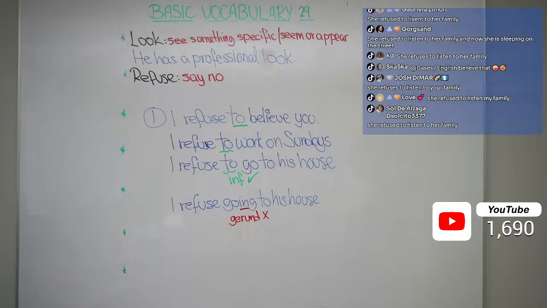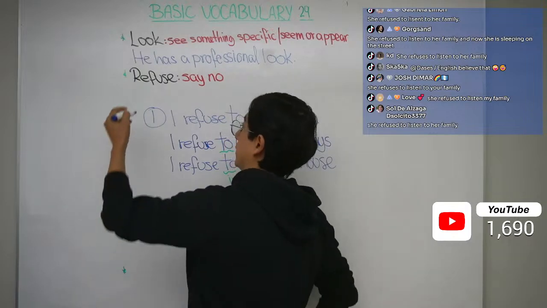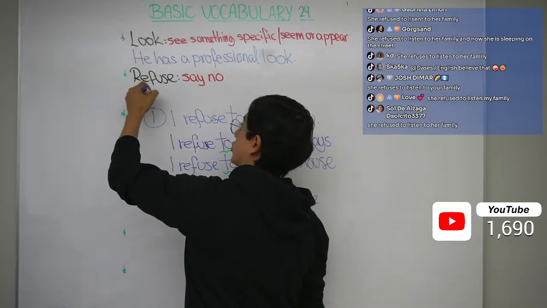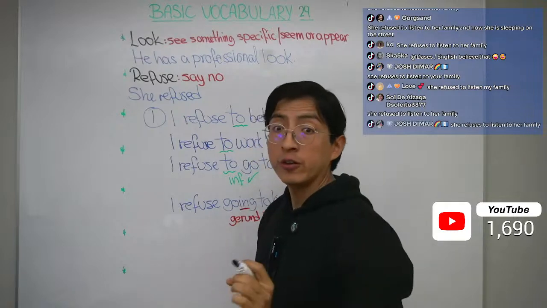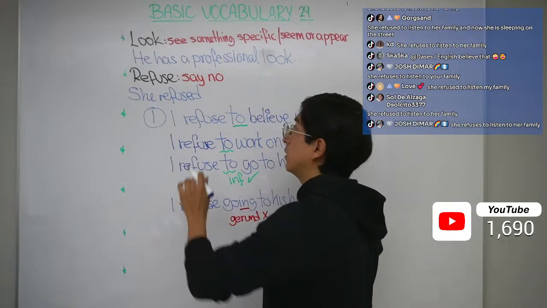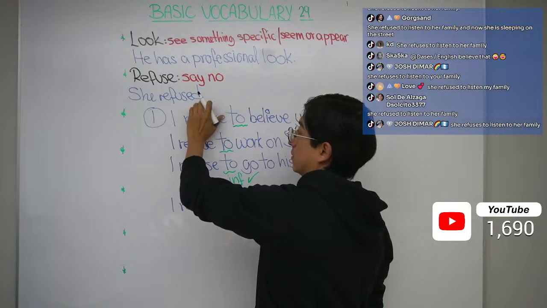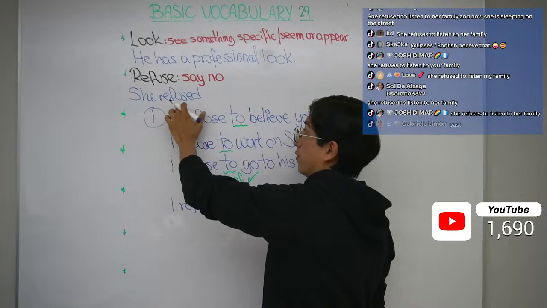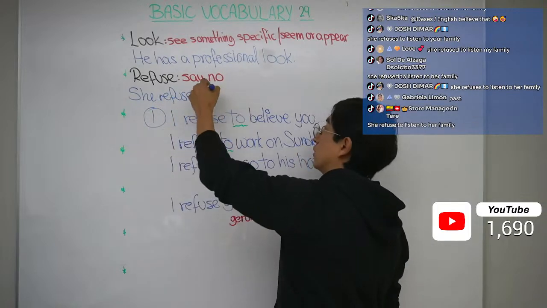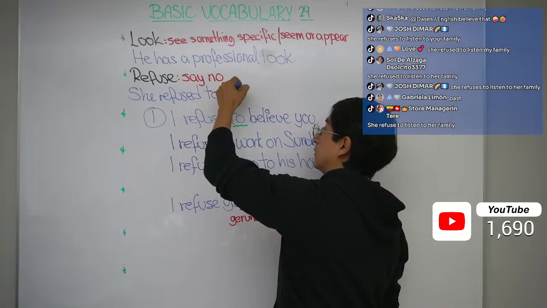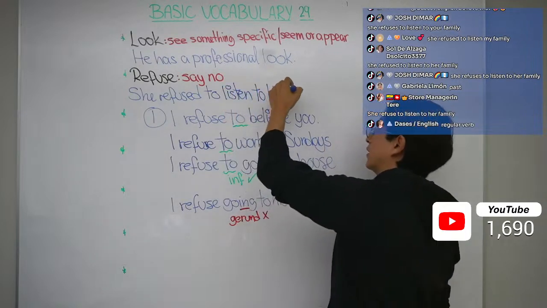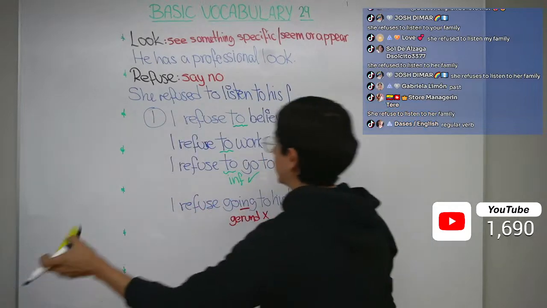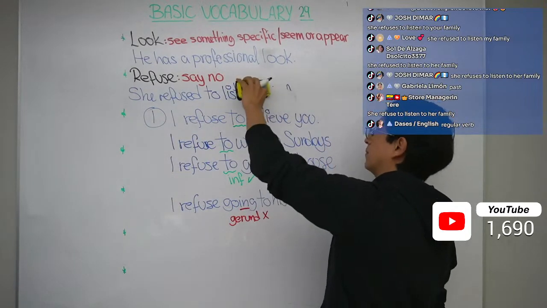She refused to listen to her family. Yeah, very good. Let's write it down, guys. Okay, here. She refused. Guys, refuse is a regular verb, so we use the letter D here. This is the simple past form. Refused. She refused to listen to her family.